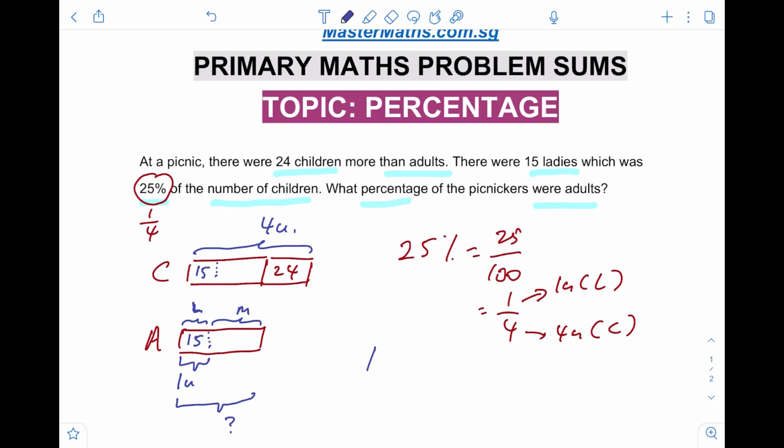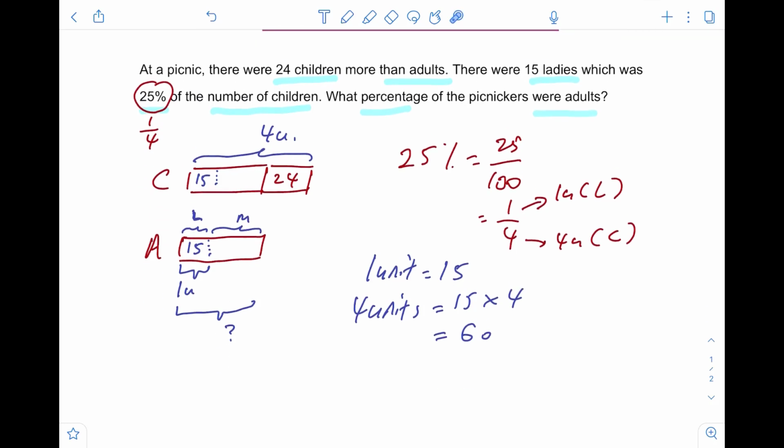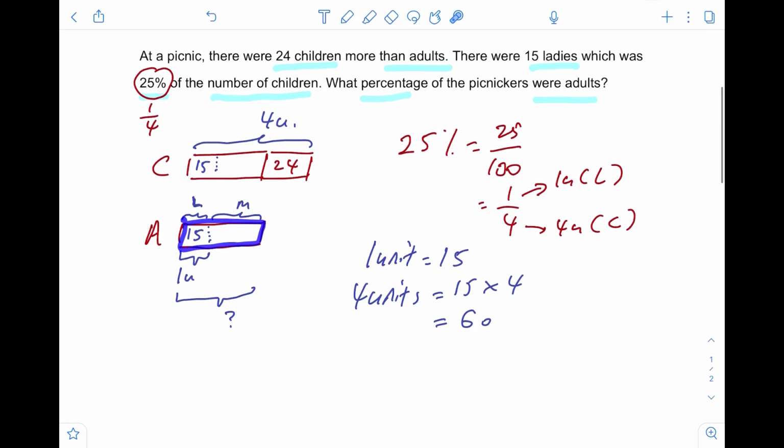So 1 unit is equivalent to 15 people, and then we find 4 units: 15 multiplied by 4, which is 60. And subsequently, we can find the number of adults, which is this box here, by taking 60 minus 24. So this will give you an answer of 36 adults.